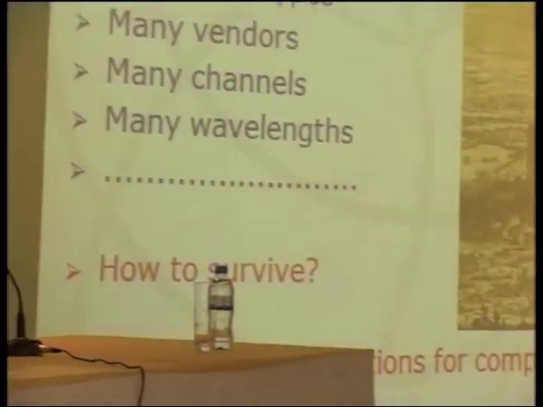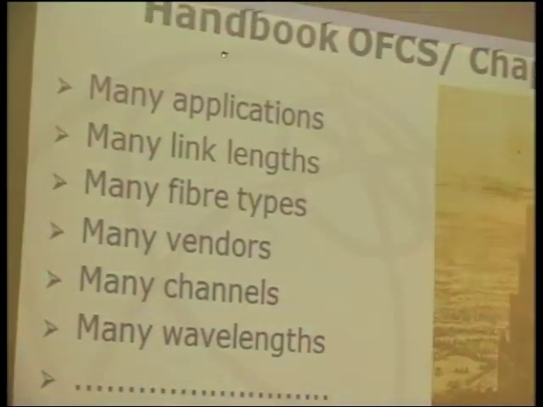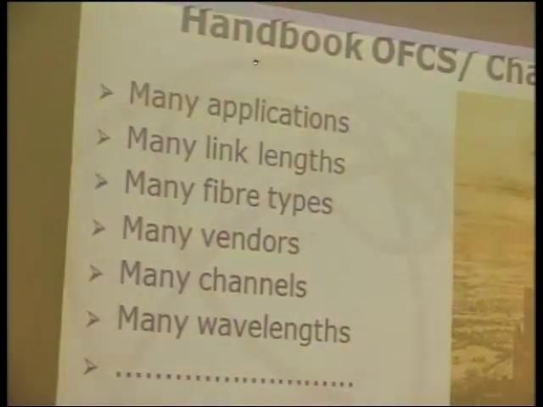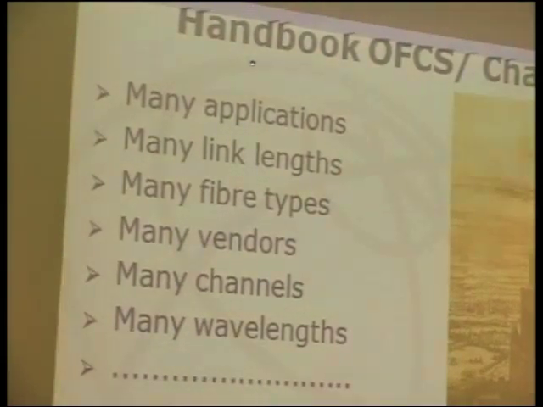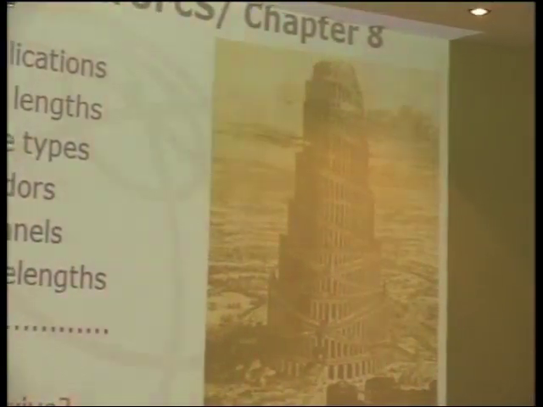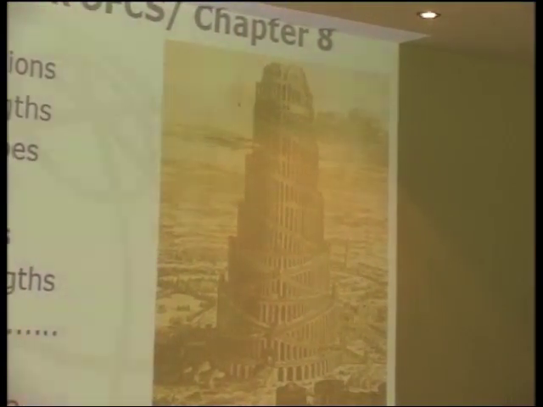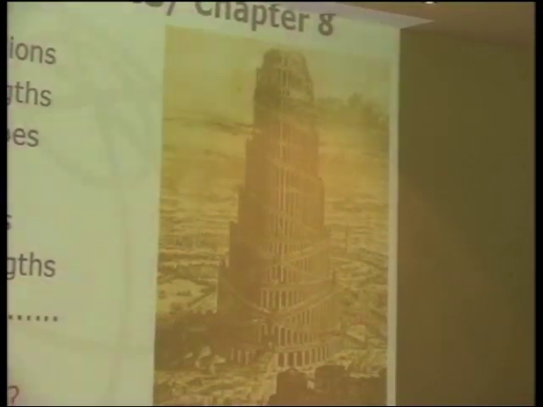We can have many vendors selling nominally the same systems. We can have many channels: 16, 40, 80. We can have many different wavelengths, because saying that we are using 8 channels does not imply that we are using those 8 wavelengths. We can use another set of wavelengths. So we are like the Tower of Babel.